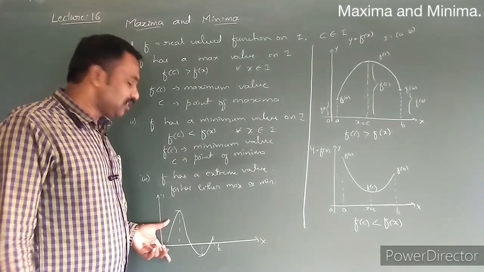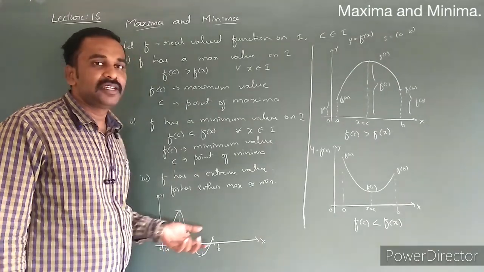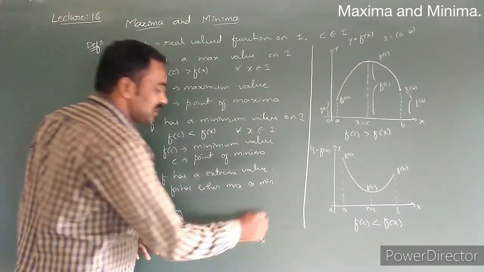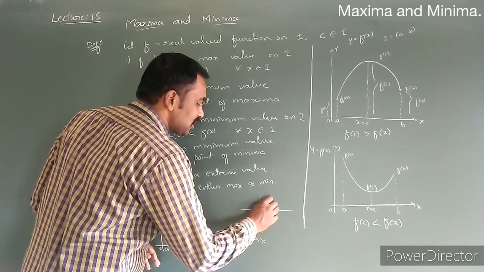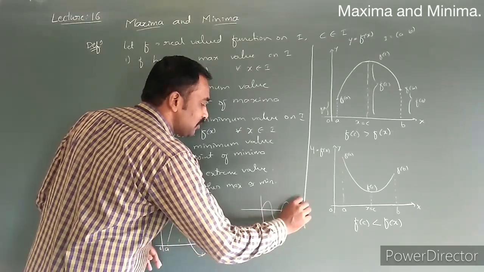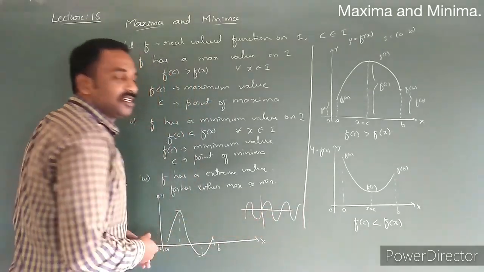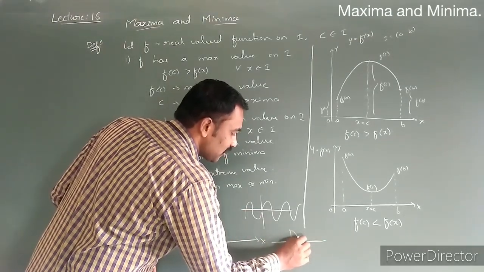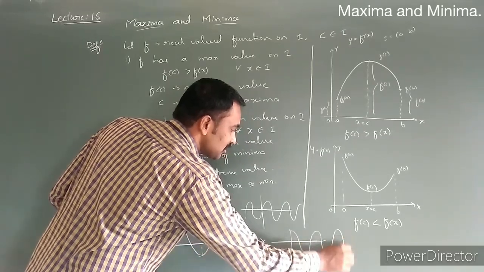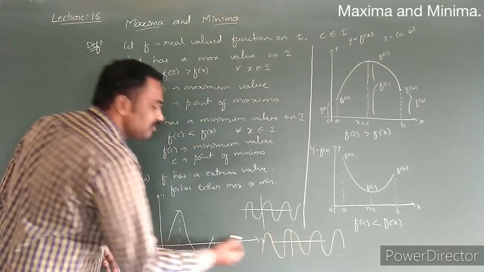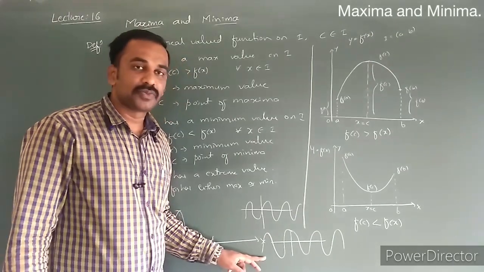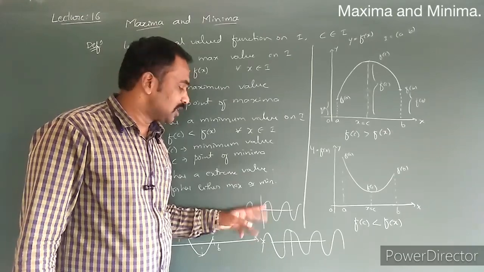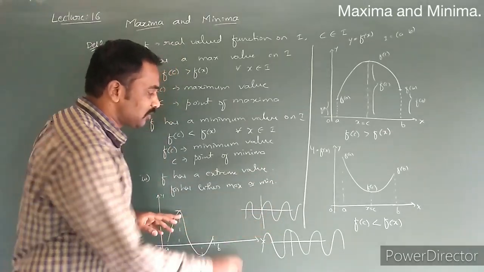A particular example of this problem is the graph of the sine function or the graph of the cos function. What is the graph of the sine function? The sine function graph is like this, oscillating between -1 and +1. The cos function, I just write here. What is the graph of the cos function? This is the graph of the cos function. The cos function lies between -1 and +1, the same range as the sine function.